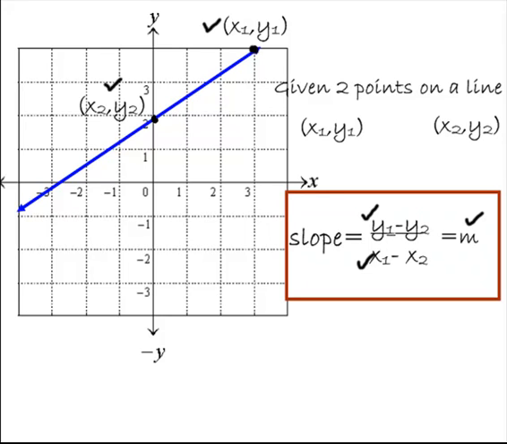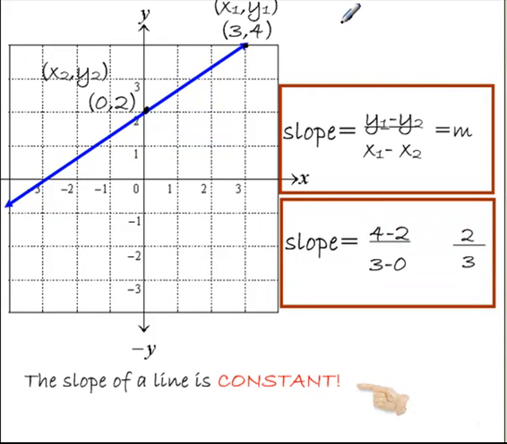Let's take a look at this in action. So for this line, if I'm able to identify 2 of the points as (0, 2) and (3, 4), I can calculate the slope by plugging in the y values, the difference of the 2 y values, divided by the difference of the 2 x values. Notice I get 4 minus 2, y1 is 4, y2 is 2, and 3 minus 0, x1 is 3, and x2 is 0. So I wind up with 2/3. This particular line has a slope of 2/3.